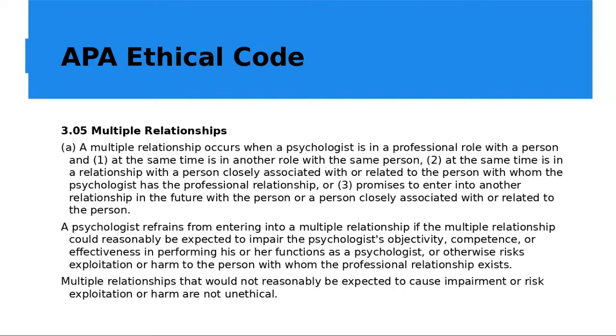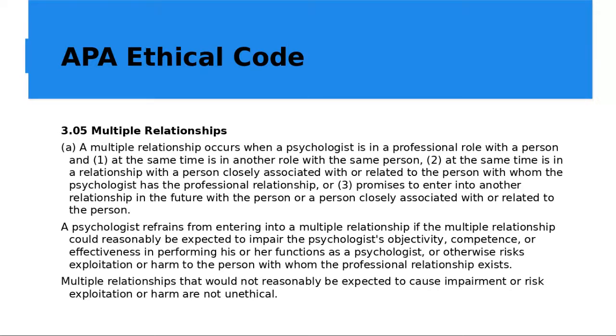A psychologist refrains from entering into a multiple relationship if the multiple relationship could reasonably be expected to impair the psychologist's objectivity, competence, or effectiveness in performing his or her functions as a psychologist, or otherwise risk exploitation or harm to the person with whom the professional relationship exists.